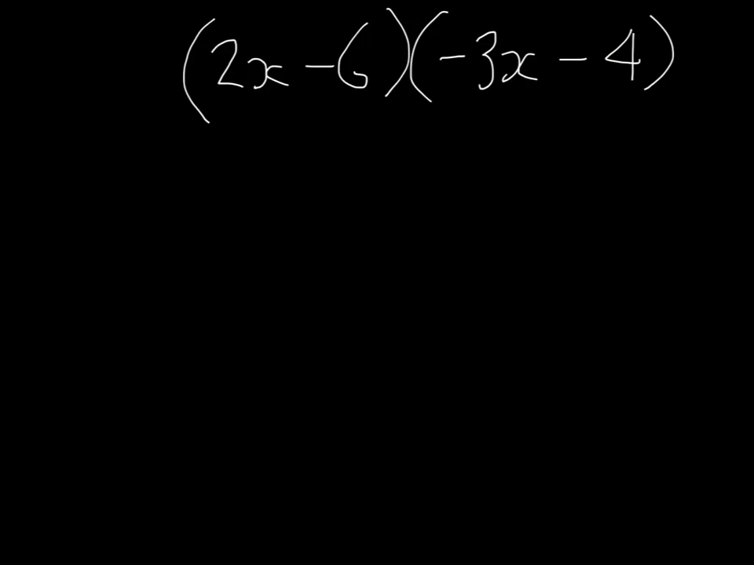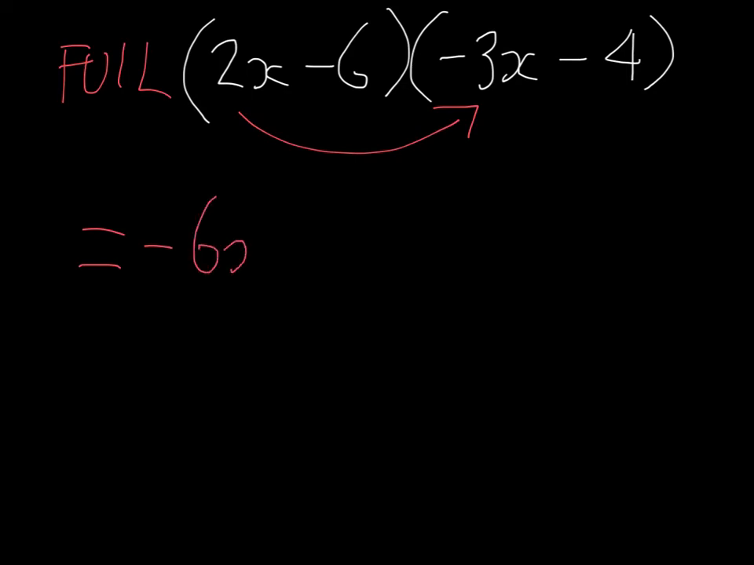Let's take a look at one final equation. A little bit more tricky, same process applies. First, let's write FOIL up here. Positive 2x times negative 3x. So 2 times negative 3 is negative 6. x times x is x squared. So 2x times negative 3x is negative 6x squared. The outside terms, 2x times negative 4 is negative 8x.